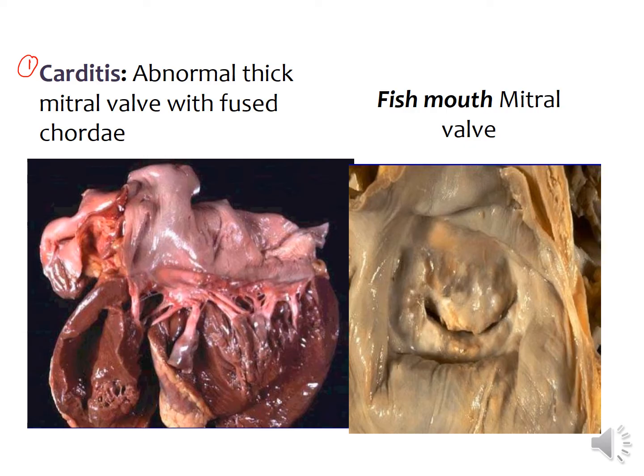Here you can see the abnormally thick mitral wall with the fused cusps, and if the severity increases, it may result in fibrosis of the mitral wall, which gives a fish mouth type of appearance, and so it is known as fish mouth mitral valve.